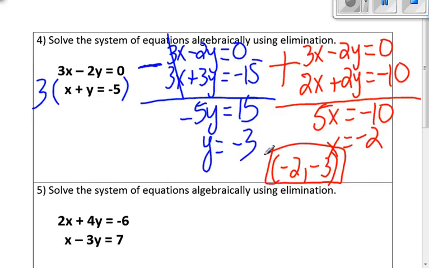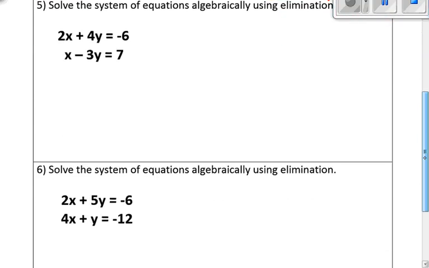Now, if you did it this way, where you multiplied by 3 and then solved, once you have the y value, you substitute back into the original equation to get the x value. If you did it this way, where you multiplied by 2, once you get the x value, then you go back to the original equation and figure out what the y value is.